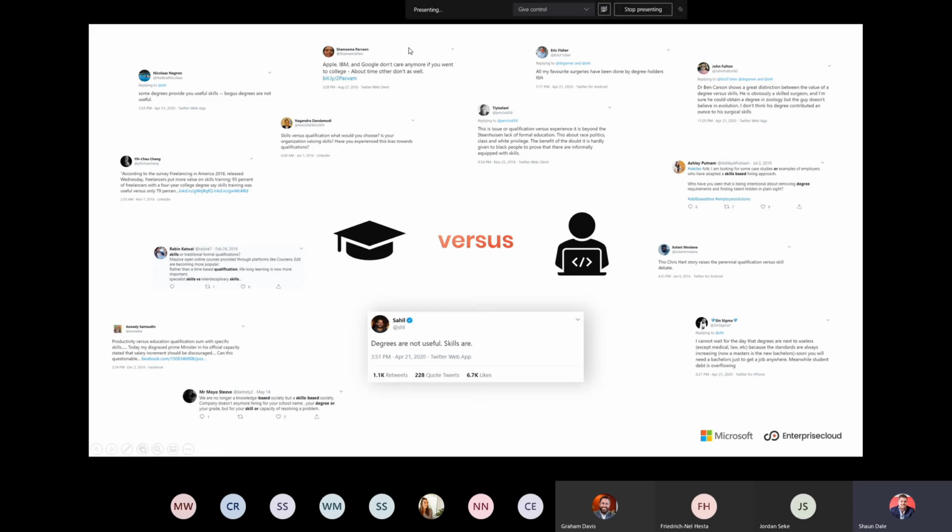And I think there's lots of different argument points that have merit. There's a couple that I love at the top here. Apple, IBM, and Google don't care anymore if you went to college. About time others don't as well. It's an interesting aspect. This is my all-time favorite one. All my favorite surgeries have been done by degree holders, to be honest. So I tend to agree with Eric over there. I think that there are different reasons that formal qualification is required, and there's different reasons that skills are applicable and necessary.